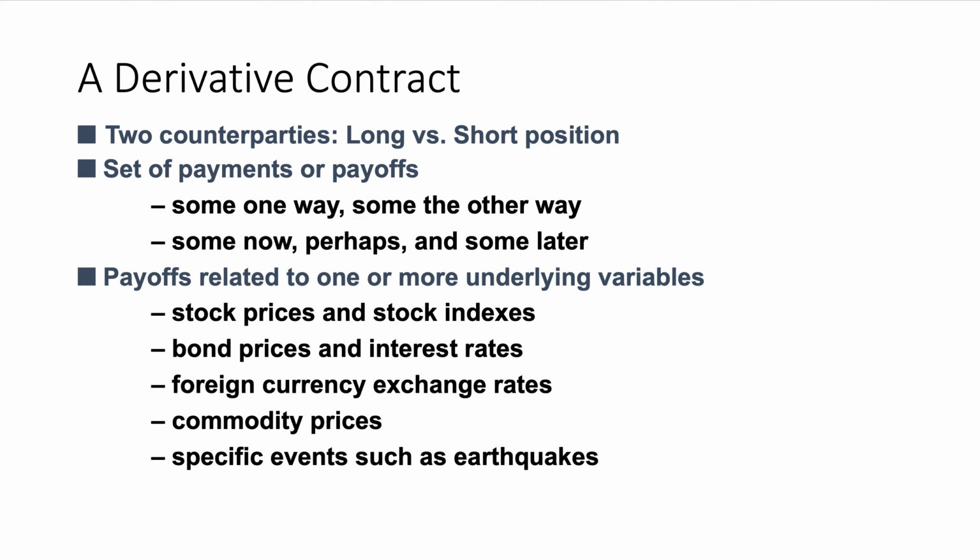Now we use long position to represent the right to buy, and short to represent the right to sell. Sometimes long and short are used as a verb. Instead of using buy and sell, we say long or take a long position. In a forward contract, usually the parties take delivery and complete the transaction.